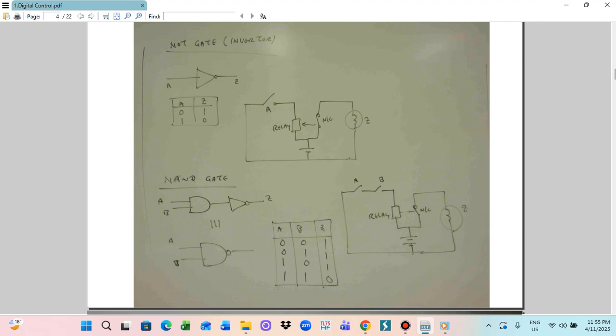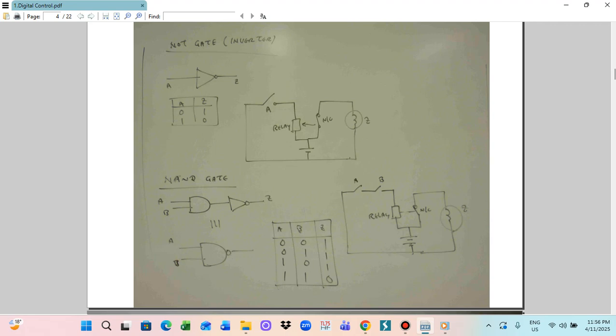We can also draw the NAND gate circuit. These two switches in series are similar to the AND gate, and the two series switches are connected to a relay. This relay energizes a normally closed contact. Then we connect here what we call a battery, and connect to the LED. So this is the NAND gate function. We construct the NAND gate.